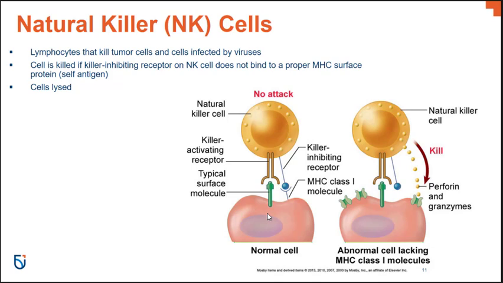However, if the killer inhibiting receptor happens to bind to what's called MHC protein, which stands for major histocompatibility complex, then the killing action is stopped. So you can see that the killing activator receptor bound to a normal cell in the body, but because it also bound to a very specific receptor bound by the killer inhibiting receptor, then the killing action is stopped. So this is where the natural killer cell is sort of indirectly realizing that this is not a foreign cell.